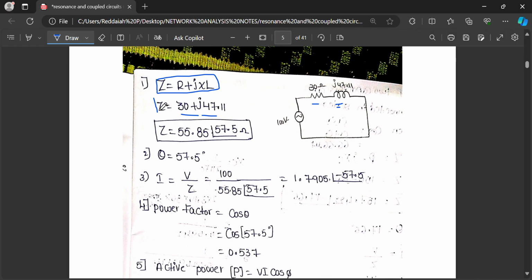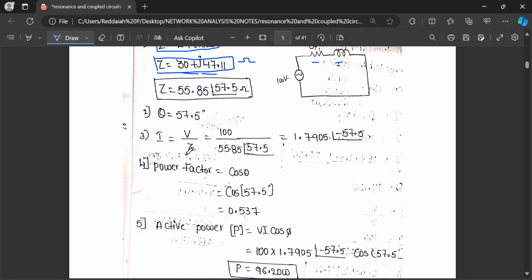This is called impedance in rectangular form. Z equal to, in polar form we represent the same. Z equal to 55.85 ohm at an angle 57.5. From this we can calculate theta. This is called theta. Z at an angle theta, the phase angle is 57.5. First answer is impedance. Second one is theta, the phase angle.